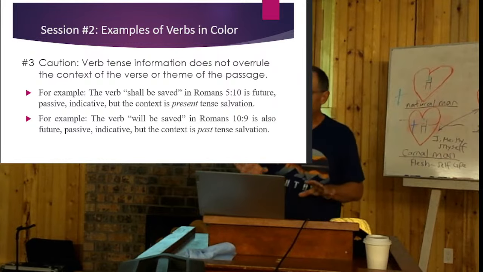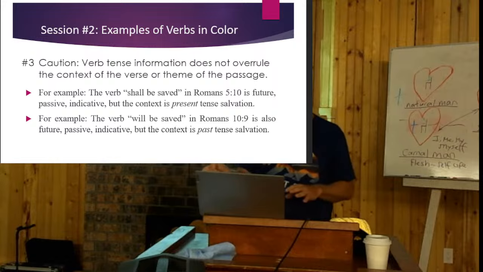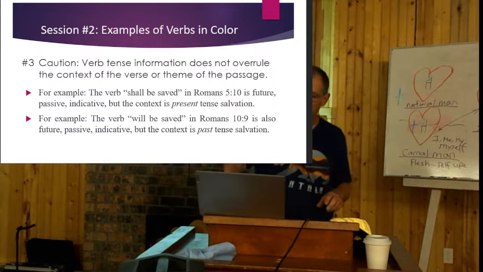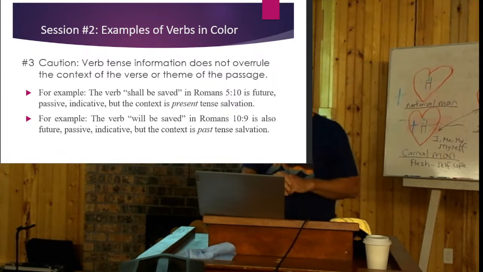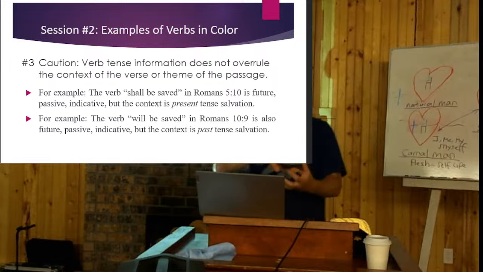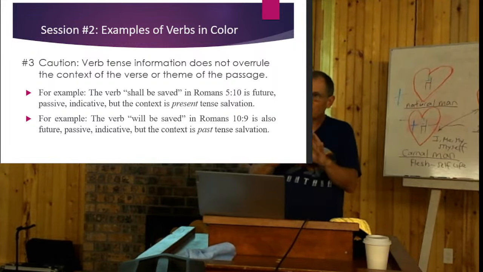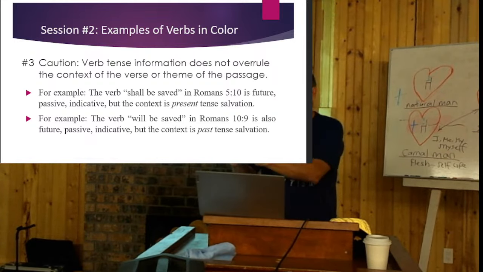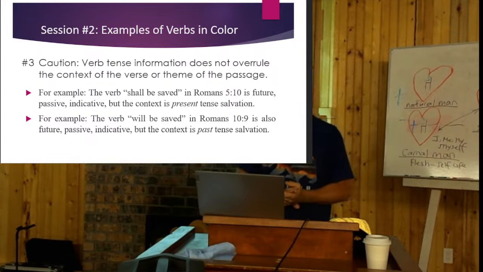Okay, I wanted to give this as an example of caution. Don't think just because I've got the tense information on the verbs that this is the way it must be. It doesn't overrule the context of the passage. In other words, the writers can manipulate that in such a way with other words to convey a different aspect than what the tense information has. And we do that in English too.